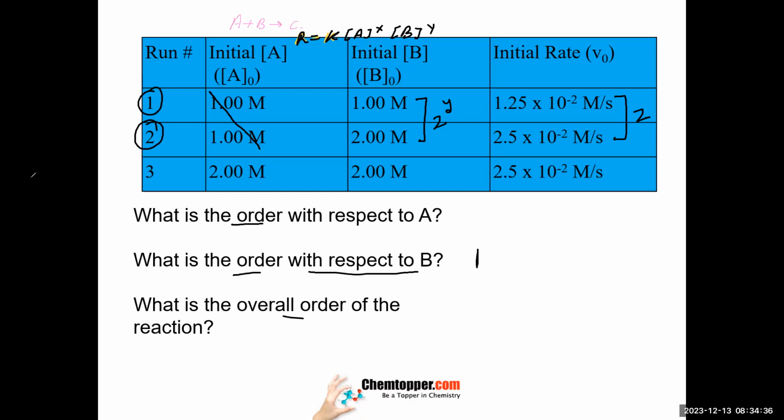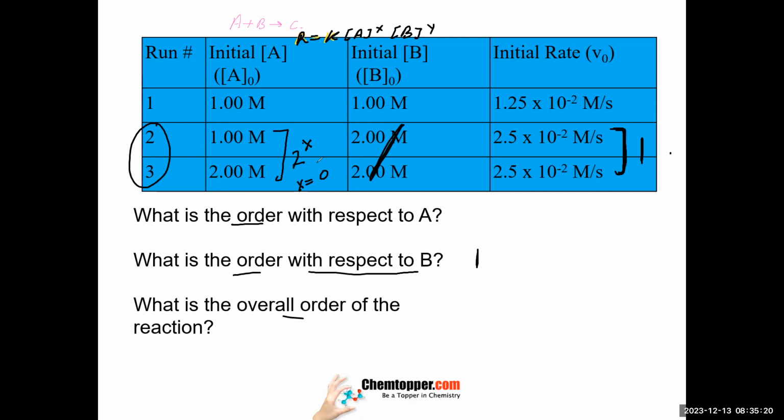Now get the value for A. For A, what should cancel out? B. For A, B must cancel out. So pick up experiment 2 and 3. B cancelled out. See? So when you double the concentration of A, what is happening to the rate? No change. It's 1. 2 raised to power X is 1. So it means X is 0. Only then it will become 1. X is 0.